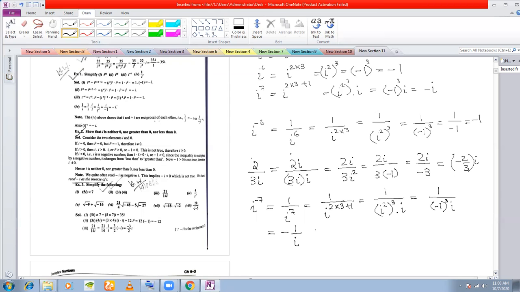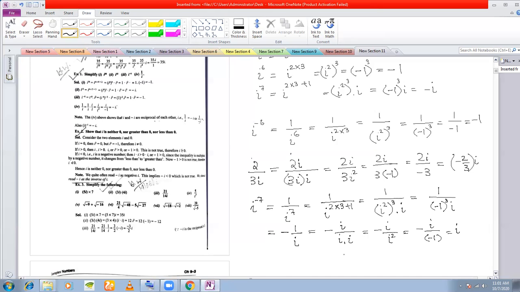Now see here, minus 1 by I we have got. Normally we don't keep I in the denominator. We always try to keep I in the numerator. So again, if I want to work further with this, I'll multiply the numerator and denominator by I. So I'll get minus I by I square. So I get minus I by minus 1. So this simply becomes I. Understood? So this is how we deal with negative powers and this is how we deal with fractions which contain the imaginary part in the denominator.